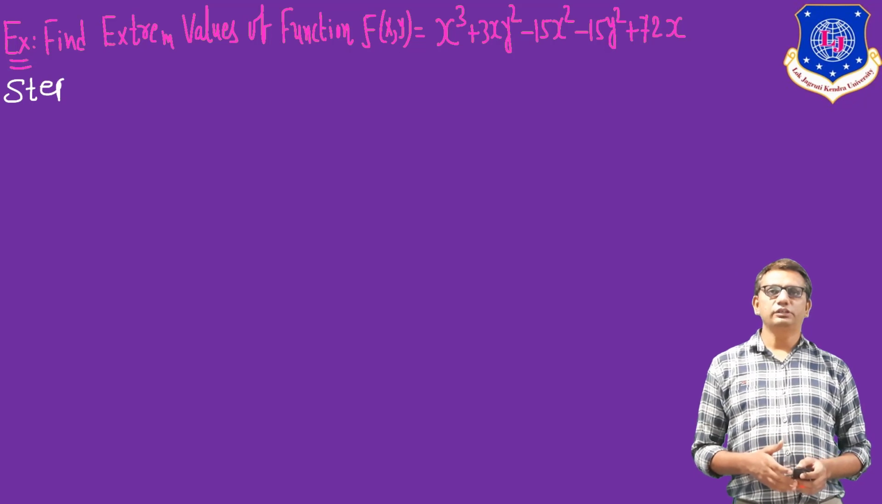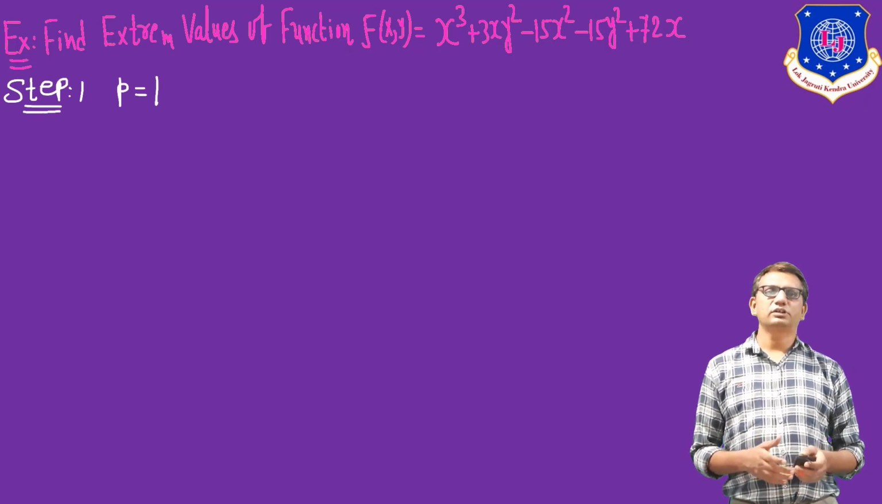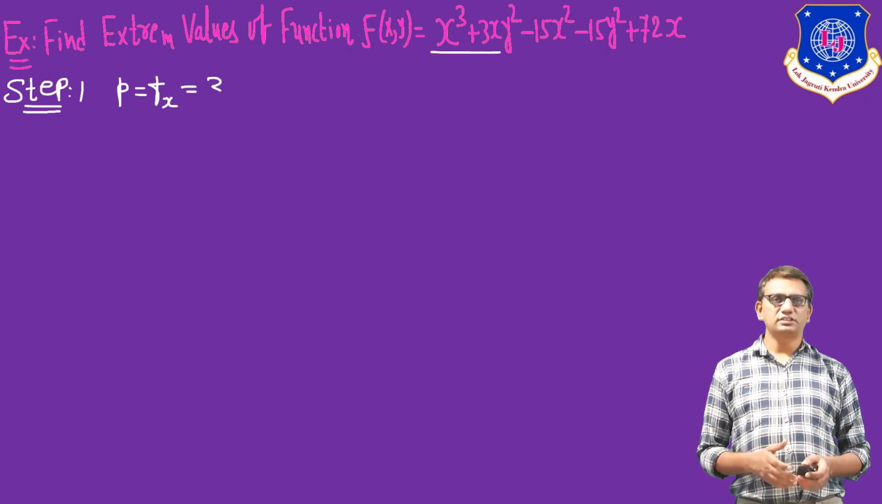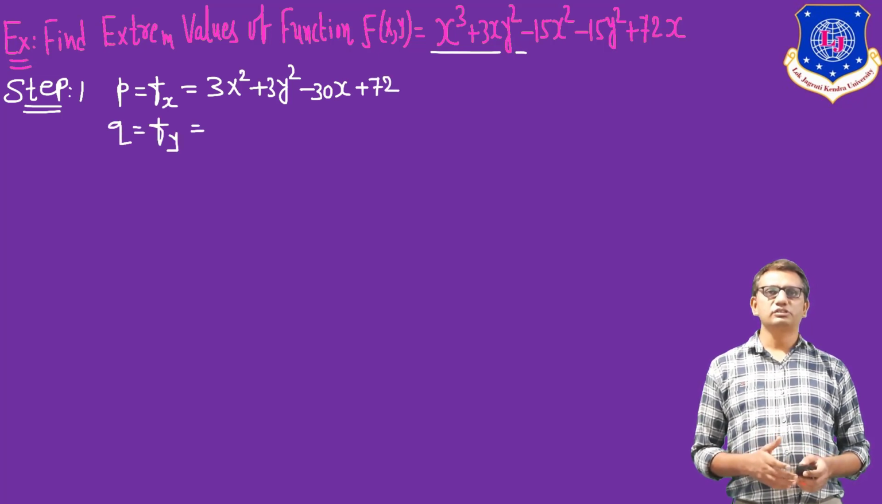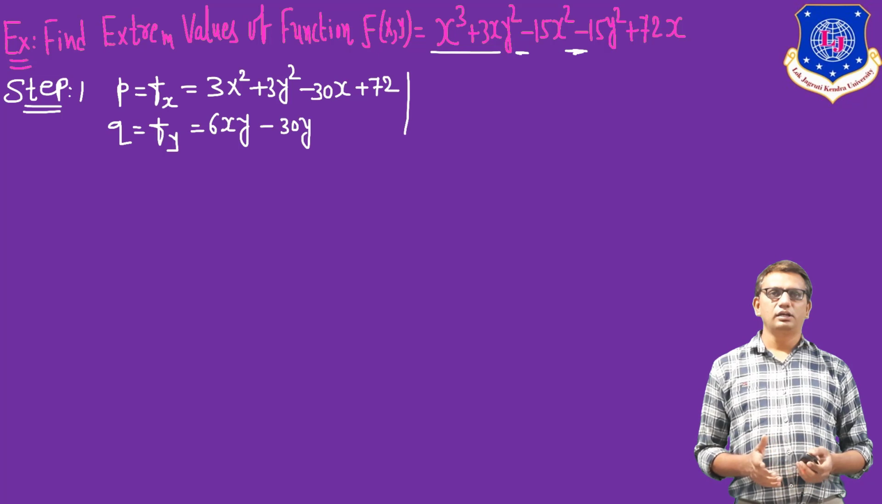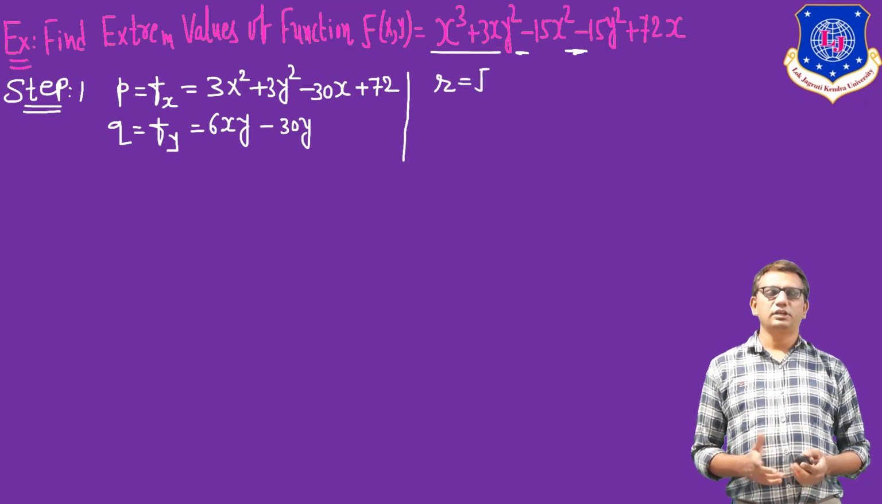Now, first of all, in step number 1, we will find p, q, r, s, t. Here p is fx, which is 3x square plus 3y square minus 30x plus 72. q is fy, which is 6xy minus 30y.